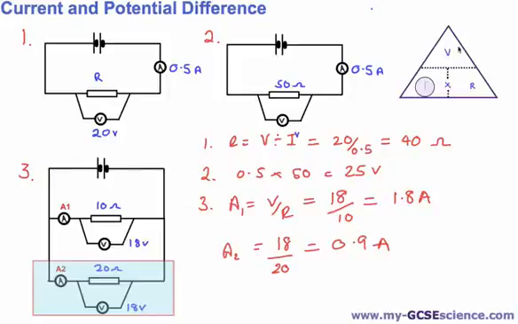You should be able to either rearrange the formula or just use it in the way that I have done there. You should also, from the previous part of the video, be able to describe the relationship between the voltage and the current across a fixed resistor.